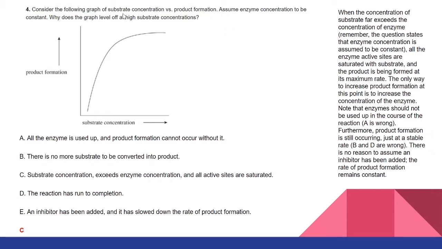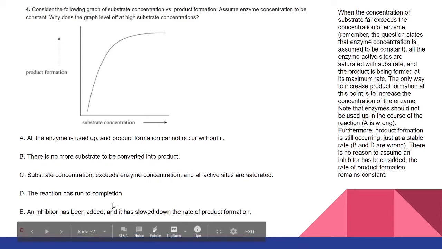Consider the following graph of substrate concentration versus product formation. Assume enzyme concentration to be constant. Why does the graph level off at high substrate concentration? This is more of a lab type of question where they give you a diagram and a graph and they'll ask you a question about it. And you'll have 5 options to choose from. These are usually the hardest type of questions.